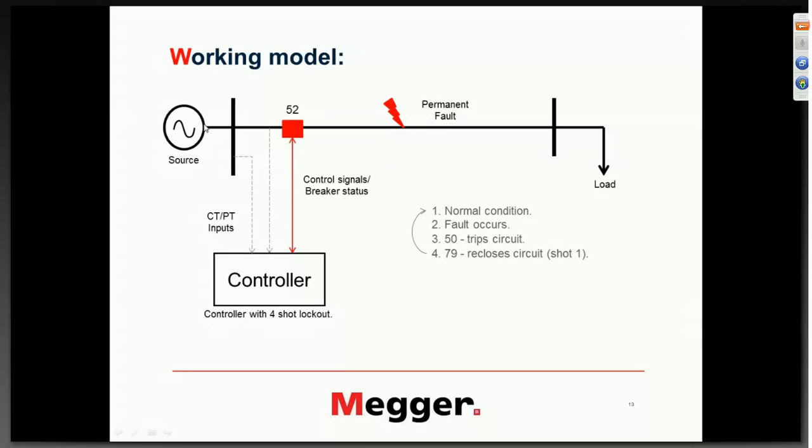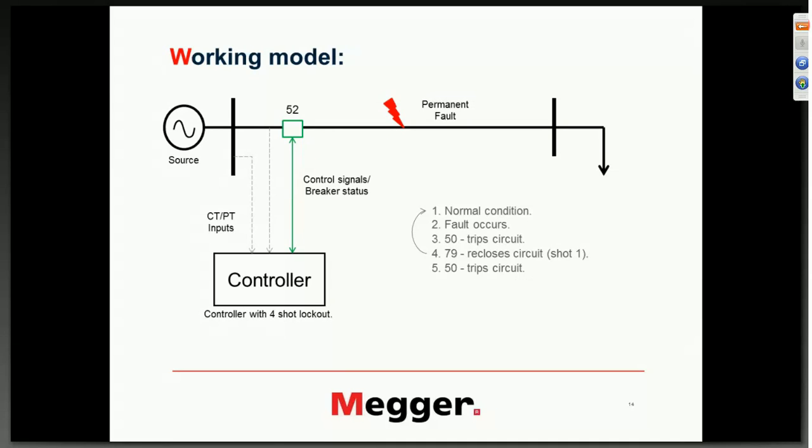So the switch is closed. The source is again supplying, in this case, the load and the fault, because we have assumed our fault is a permanent fault type. So right now my source is again supplying the permanent fault and the load. Again, naturally, the current is high and the voltage is low. This is again monitored by the CT and PT inputs into the controller. So the controller sees a high amplitude of current.